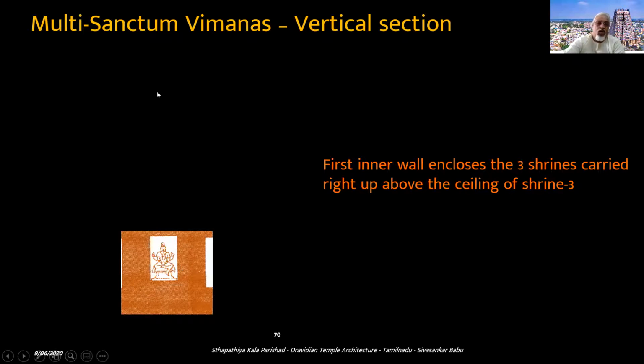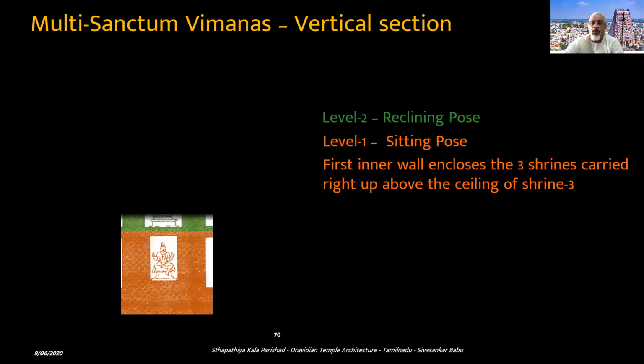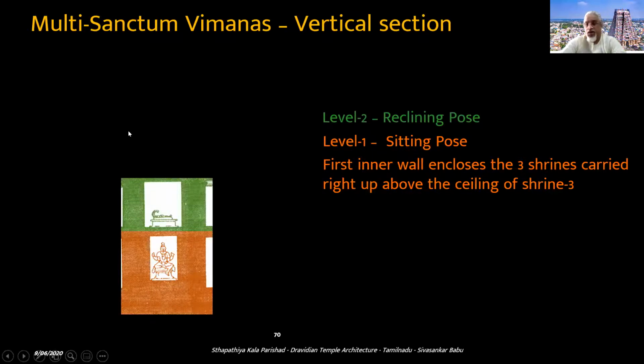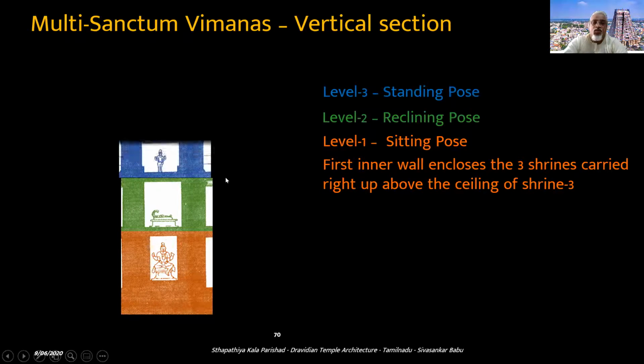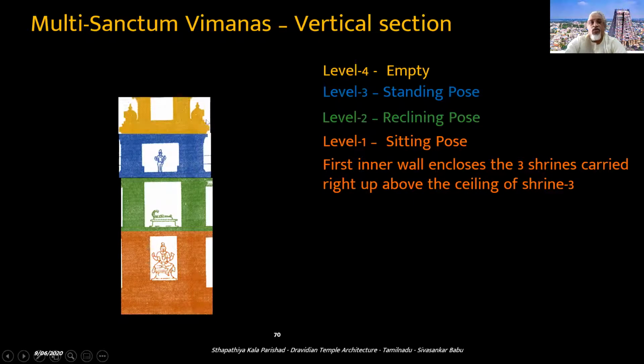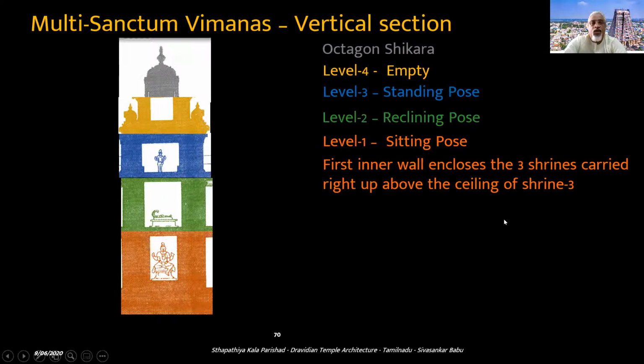is constructed by a grand wall, and the level 1 is the sitting pose. On top of it, there is a reclining pose in the second level, and the third level is a standing pose. This icon is missing, but these three structures are there. Fourth is an empty level, and fifth is an octagonal shikara. So this entire structure is one vertical column with one single wall.